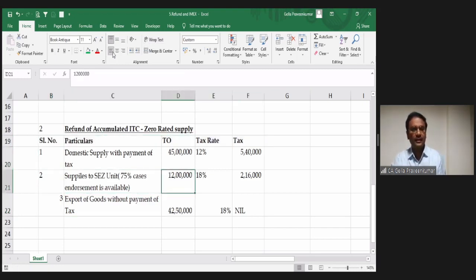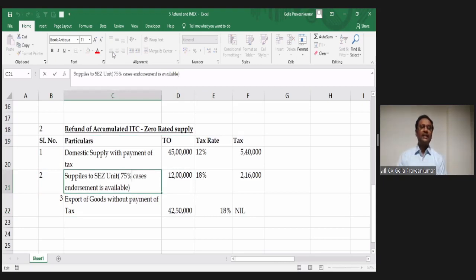Now, please watch the given information carefully. In case of supplies to SEZ, I have paid my taxes, but it says in 75% of the cases there is an endorsement available. Why is this information relevant? I draw your attention to my previous session class: whenever we talk about supplies to SEZ, endorsement by the SEZ officer is compulsory on the supplies. The reason is that the goods and services supplied should be for authorized operations. If it is not for authorized operations, the officer will not process my refund application. So here only 75% is under this endorsement. The rest I don't have.